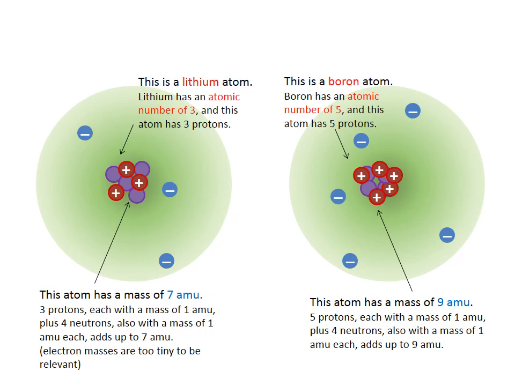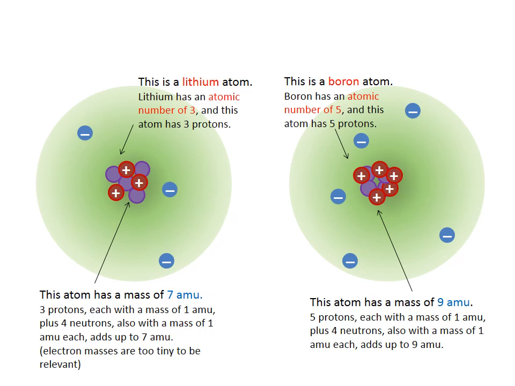And you might look at these and say, how do I know it's lithium? How do I know it's boron? Well, the element is determined by the number of protons that are in the atom. So on the left, you see 3 protons indicated by those red circles with positive signs in them. That means this atom has an atomic number of 3, and lithium has an atomic number of 3. So atomic number refers to the number of protons. Because it has 3 protons, this is lithium.